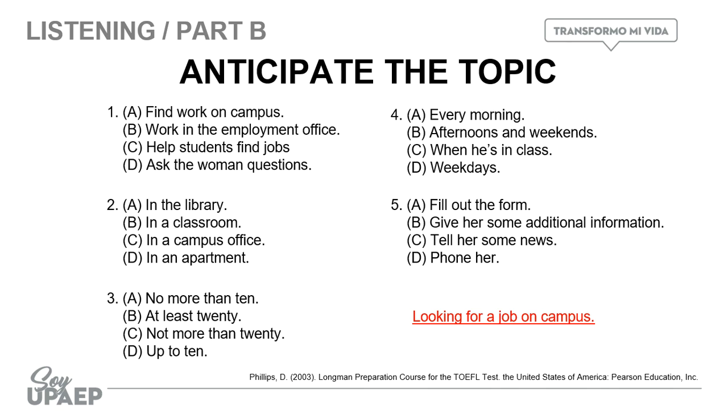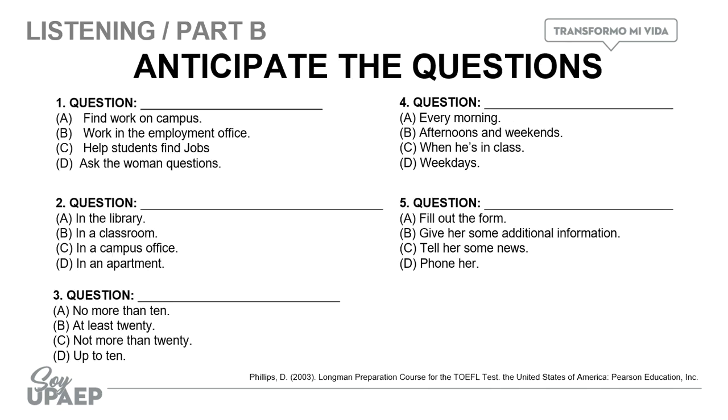You can anticipate the topic with what the narrator told you at the very beginning, and also by reading the different options of the different questions. The second step is anticipate the questions. By reading the options, you will be able to try to predict what question is going to be asked. Okay, so let's do the first one as an example.